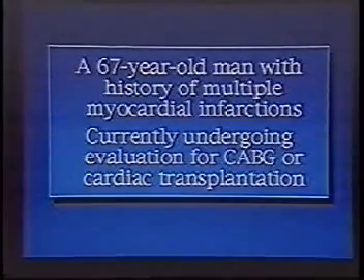Okay, a 67-year-old man with a history of multiple myocardial infarctions.